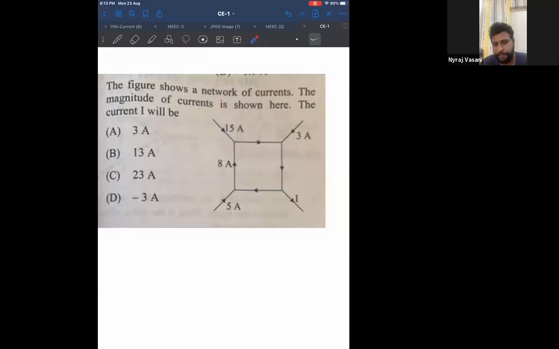Good. If you're getting this answer right, that means KCL is done. Because there might be permutation, Siddesh, correct. There might be permutation combinations, but more or less you cannot do more complicated stuff because the logic is current entering equal current leaving. How much can you play with that?